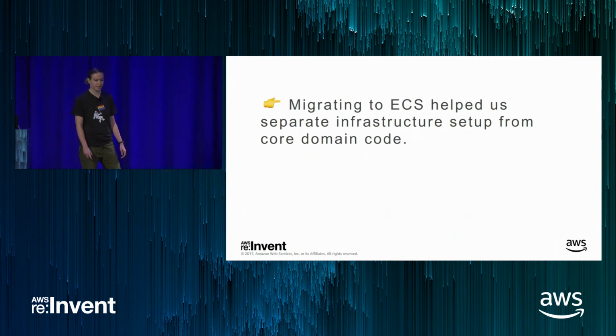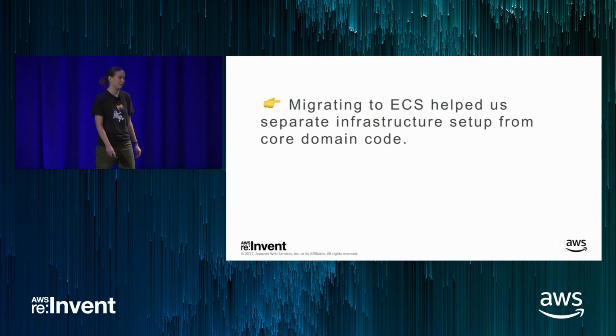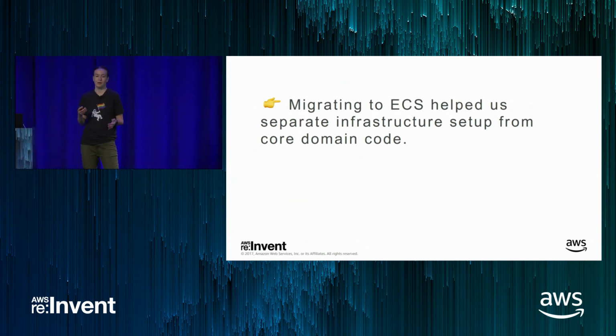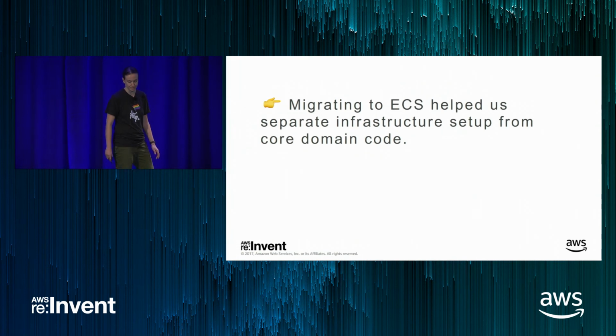So to summarize from this section, migrating to ECS helped us separate our infrastructure code from the core domain code, which brought multiple benefits, such as not having to worry so much about developers being concerned with booting EC2s and touching infrastructure code, but also allowed us to open source more code, which is great for multiple reasons.